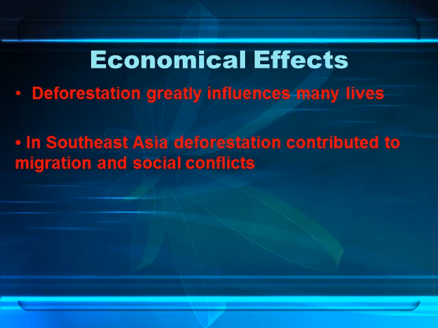The second economical effect, here you can see on the screen, is like in Southern Asia, deforestation contributed to migration and social conflict. As a result of deforestation, there is a lot of migration. This migration is both in humans and in animals. So if animals or humans move from one place to another place, social conflicts will be there. The people already living in these areas will be disturbed.